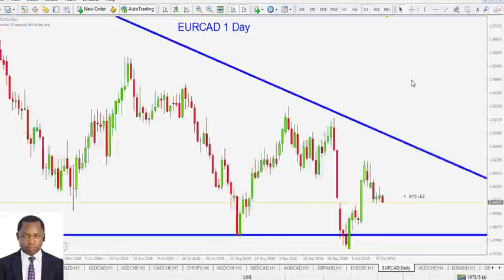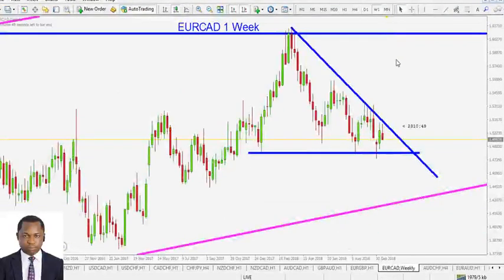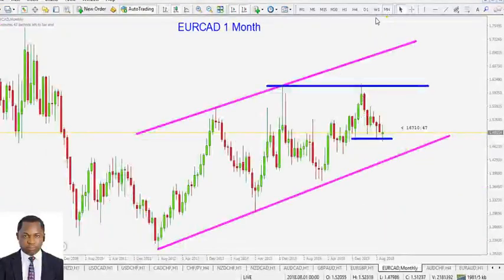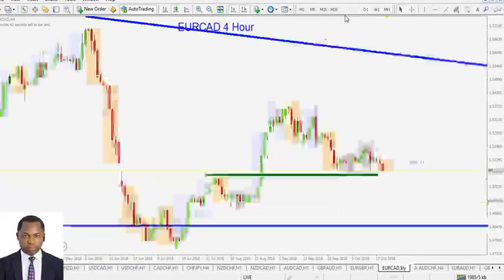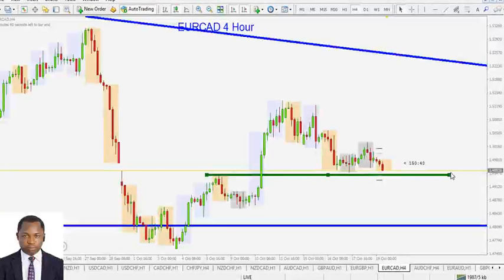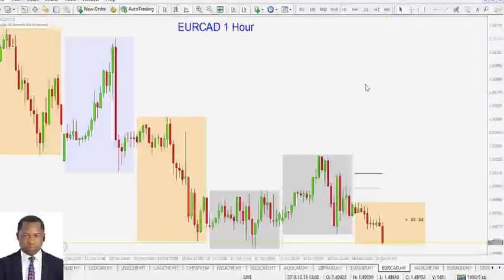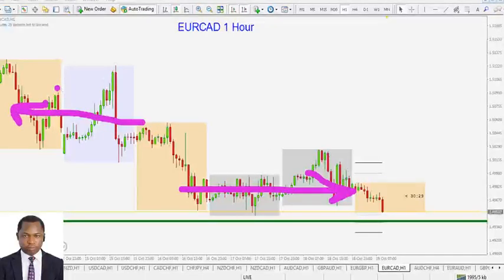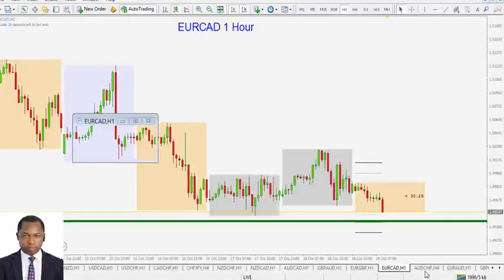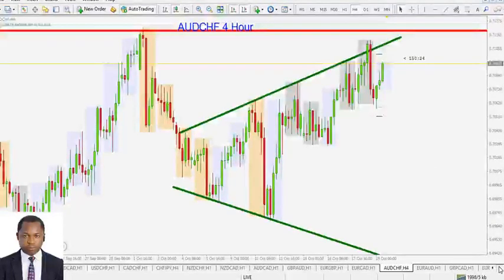The euro against the Canadian dollar. Let's see this. This seems to be returning down and might be bearish for next week. Okay, we have support here. What else? One hour time frame. Another terrible one. Sideways price behavior. Nothing to trade. Avoid it.